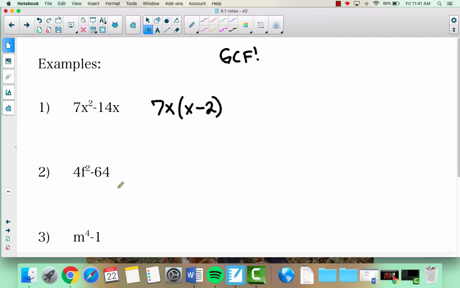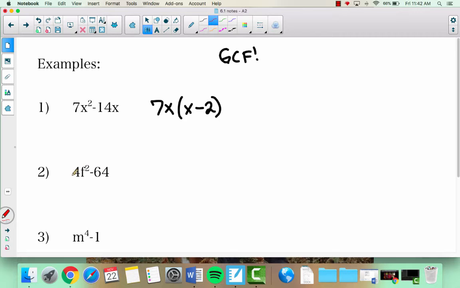The next example, you could always look for greatest common factor again. So I notice here that both of my terms can take a 4 out. So if I take out a 4, I'm left with f squared minus 16, and then we have the unique case of two terms that can be written as perfect squares, and that's because f is to the second power and 16 can be written as 4 to the second power. So that's the way to check.